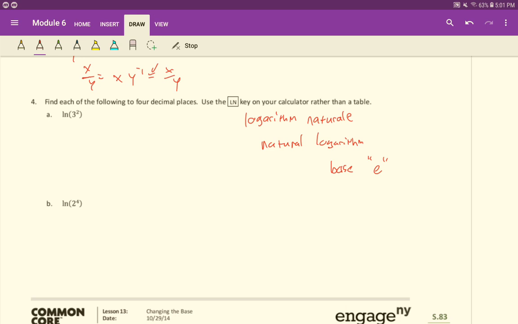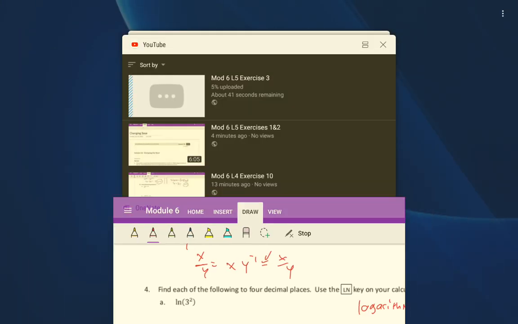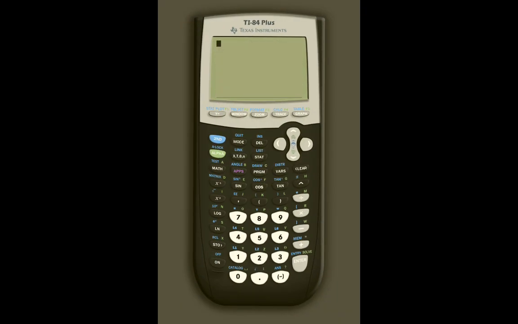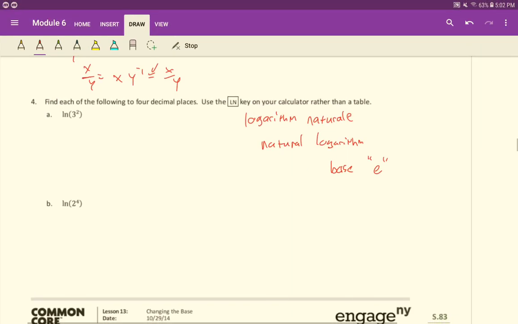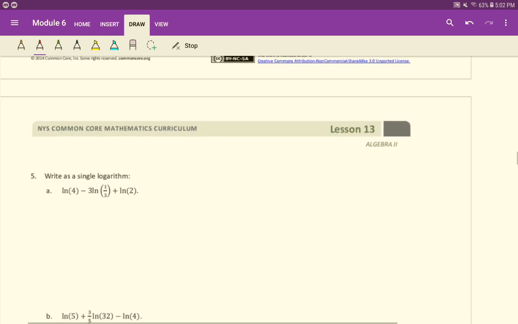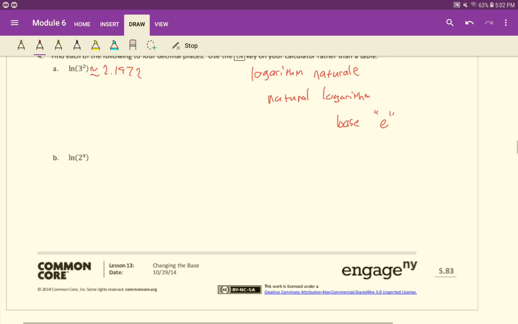Just go ahead and type this in. So ln 3 squared. Clear that out. ln 3 to the 2 gives 2.1972. Okay, so go ahead, use your graphing calculator or computer to calculate these logarithms for b. Well, just go ahead and try b, I guess. That's the only one we can really do.